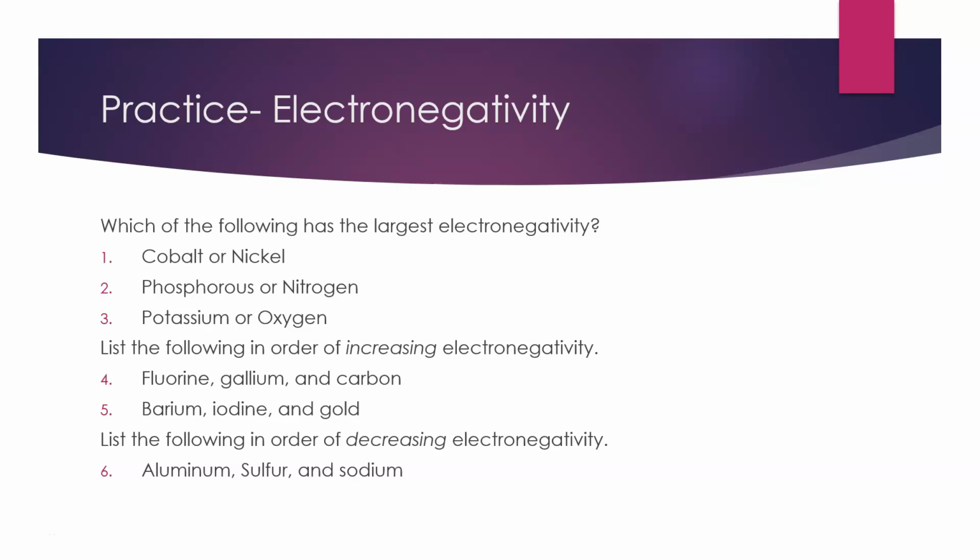All right, if you felt like you were having a little bit of deja vu when you were doing this, you probably were. Since ionization energy is a 3 o'clock trend and electronegativity is a 3 o'clock trend, the answers are going to be the same. Nitrogen has the largest electronegativity, and so does oxygen. In increasing order, we have gallium, carbon, and fluorine. Then we have barium, gold, and iodine. In decreasing order, it would be sulfur, aluminum, sodium. If something has the same trend, they're going to have the same answers. So it really just comes down to memorizing what's a 3 o'clock trend versus what's a 9:30 trend.